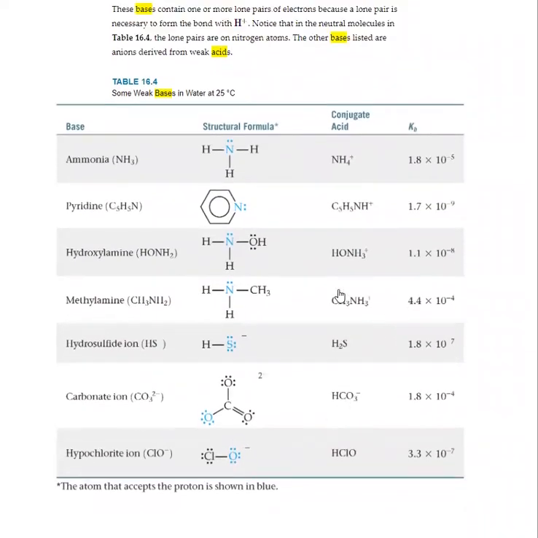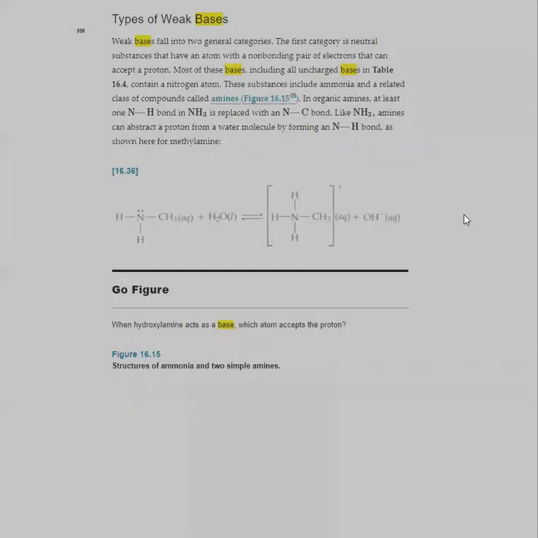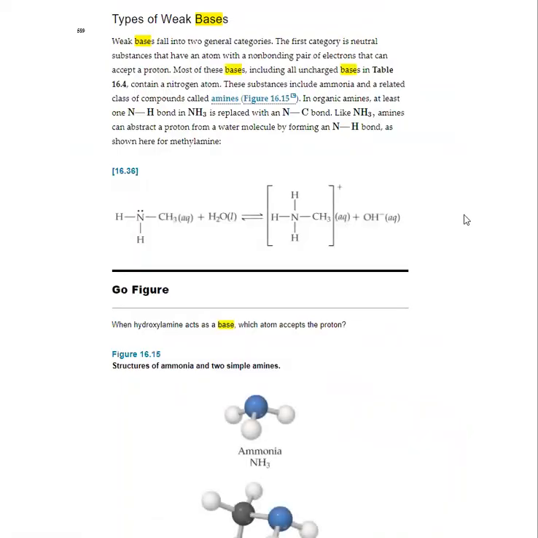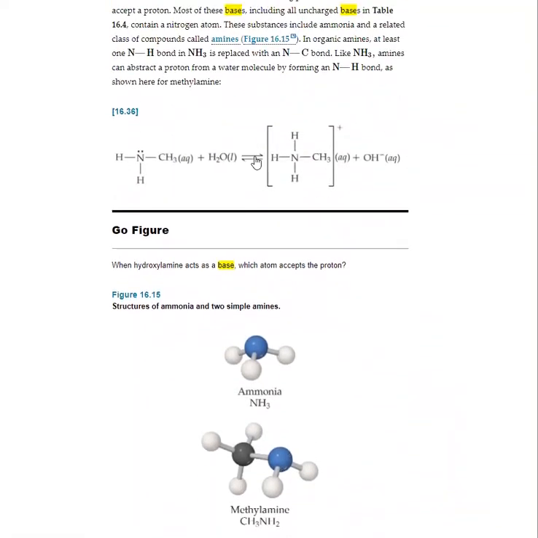These are just a few examples of weak bases. Types of weak bases. Weak bases fall into 2 general categories. First is a natural substance, organic amines. NH3, again, biggest example of a weak base. You'll see it in action here.